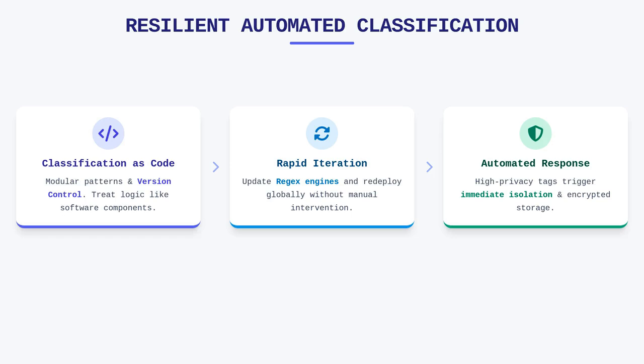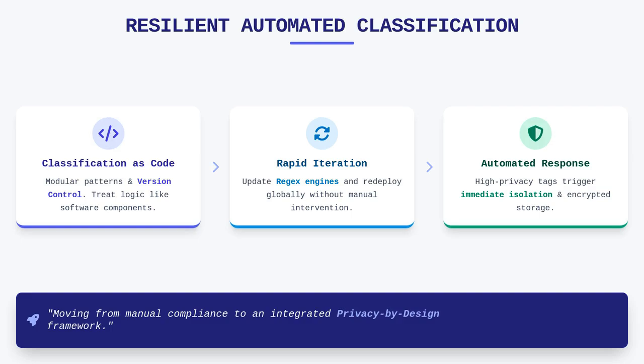For instance, any object classified with a high privacy sensitivity tag is immediately moved to an isolated, encrypted storage bucket by the underlying orchestration service. This lifecycle approach ensures that our privacy posture evolves alongside the data rather than lagging behind it. The goal is to move from manual, compliance-driven discovery toward an integrated, automated privacy by design framework that operates at the speed of our software delivery pipelines.